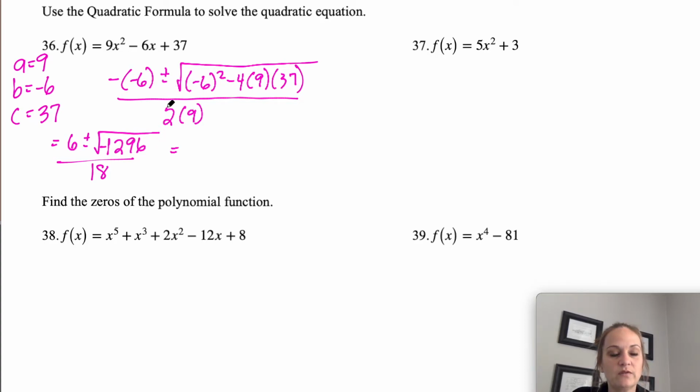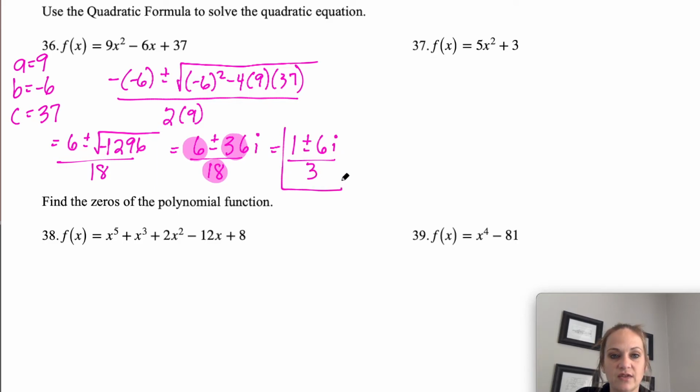Now, negative 1296, you can actually take the square root of. It is a 36i. It's an i because it's the square root of a negative. And then you can divide everything by 6. If you notice, they have a 6 in common. 6 divided by 6 is 1. 36 divided by 6 is 6. And 18 divided by 6 is 3. So that should be your final answer.